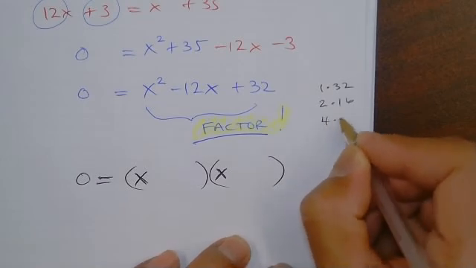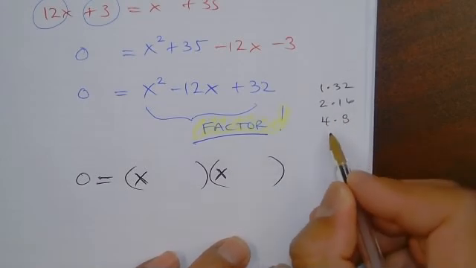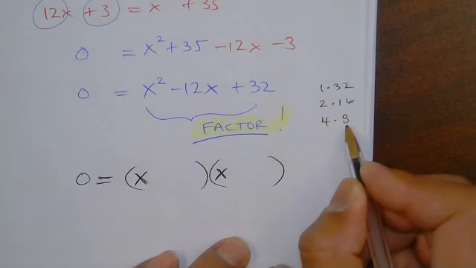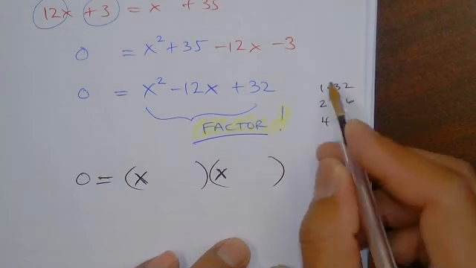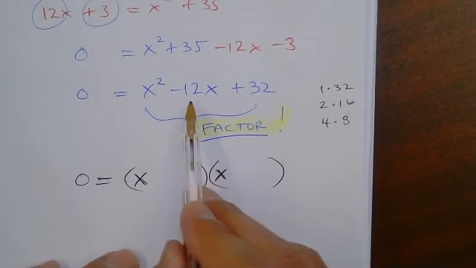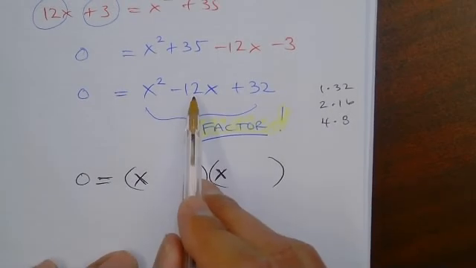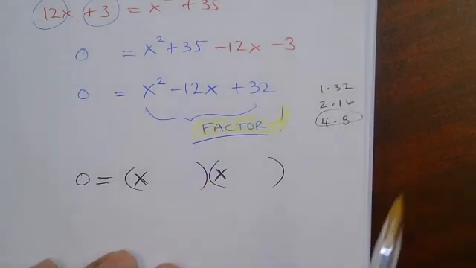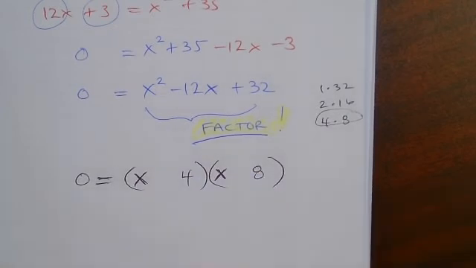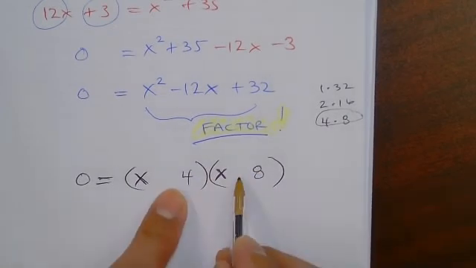1 times 32, 2 times 16, 3? No, not 3. 4? Oh yeah, 4 times 8, 5, no. 6, no. 7, no. And then 8 is this one because it's 4 times 8, 8 times 4. Everybody agree these are the set of integers that will multiply to a 32? Yeah. And then which one can give me a 12? Well, 4 and 8, right? That's how. So it's going to be a 4 and an 8, yeah?